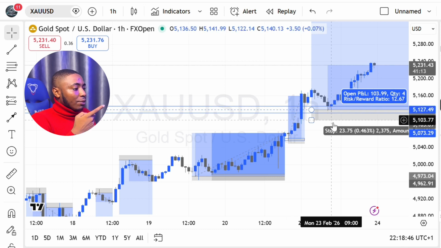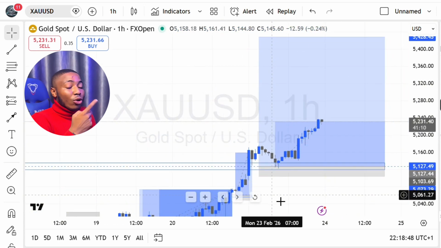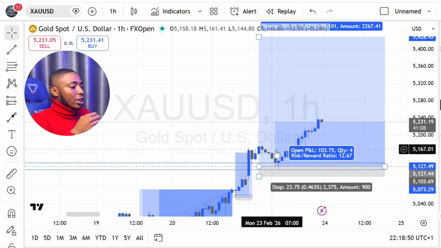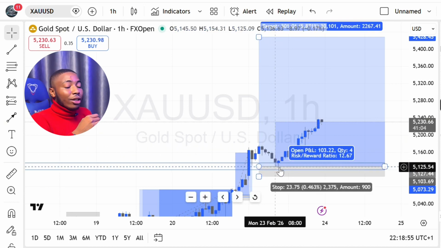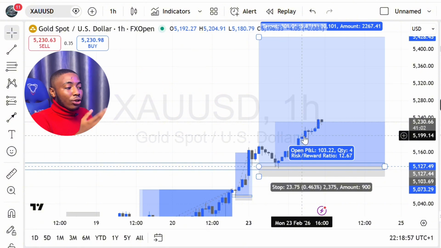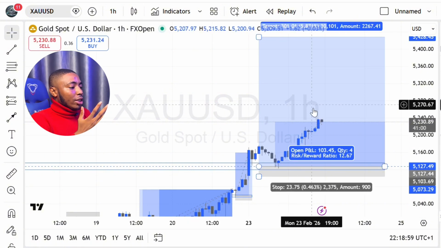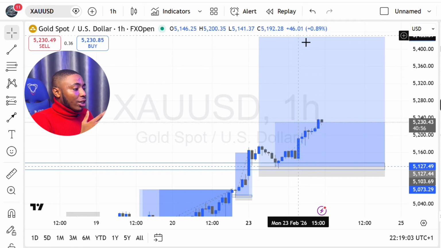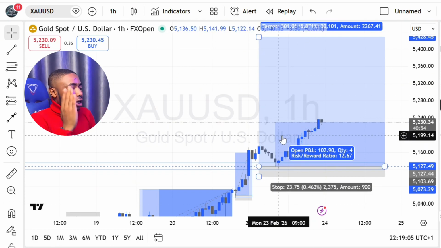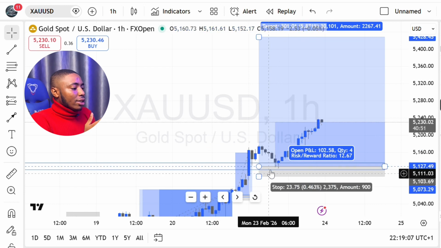I said expecting a 3000 move on gold from this zone, and as you can see, market went all the way and reversed back into there, reacted there, and continued being bullish. So at this point, this setup is 1000 plus pips already. Target is 3000 plus pips. We are risk free, and this is how I got this setup.